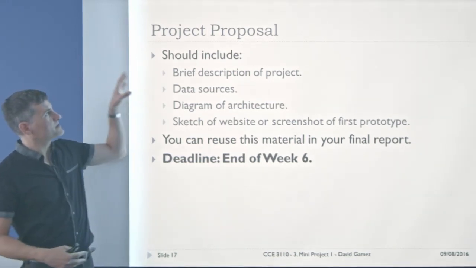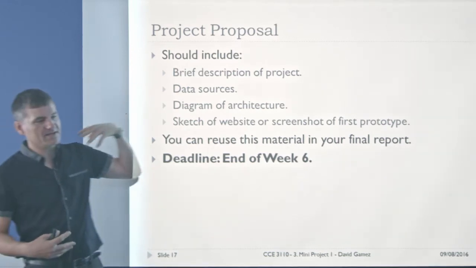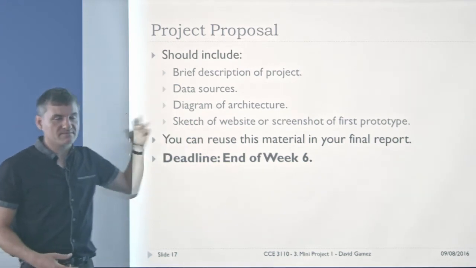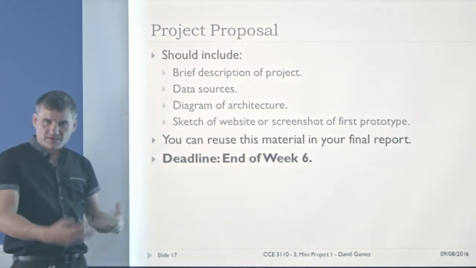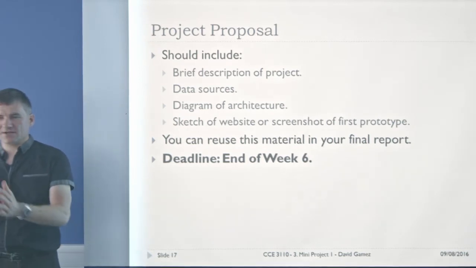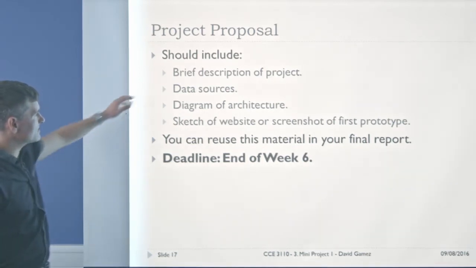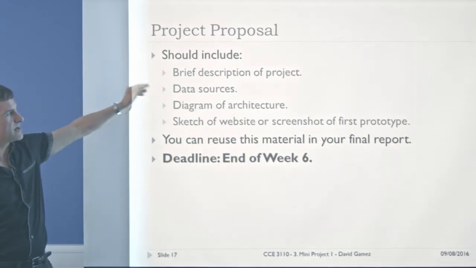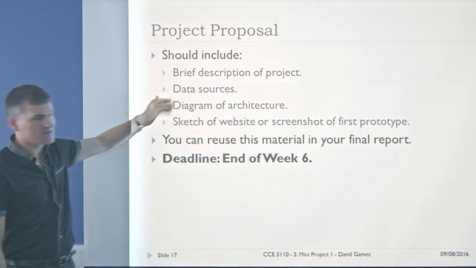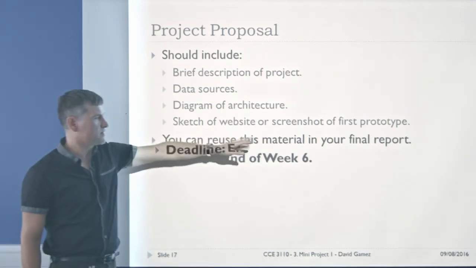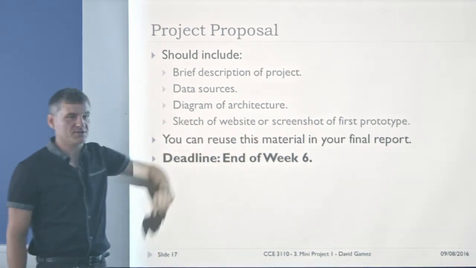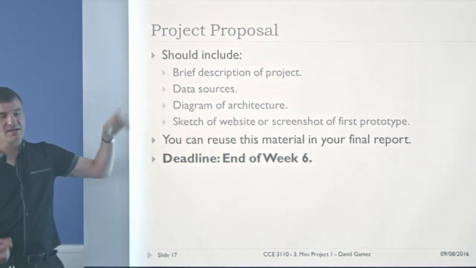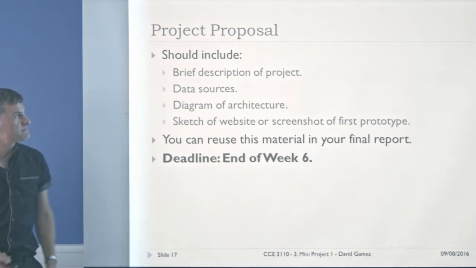So the project proposal is designed so that you can tell me what your idea is, and I can give you some detailed feedback about that idea, so that you can produce a better project. It's a sort of safety mechanism for you guys, as well as a way in which I can check that you're actually doing some work on the project. So I'm expecting a brief description of the project, the data sources, where you're going to get your third-party data, a quick little diagram of the architecture, and a sketch of the website, or if you've already started working on it, maybe a screenshot of your first prototype. No problem about reusing any of this material in the final report, but I want you to produce it by the end of week 6, and that's 10% of the mark.